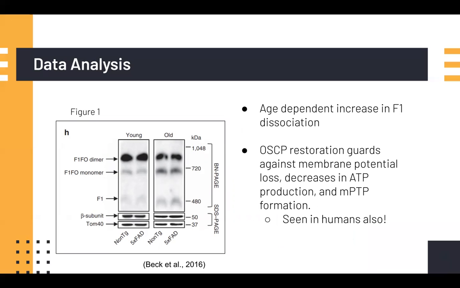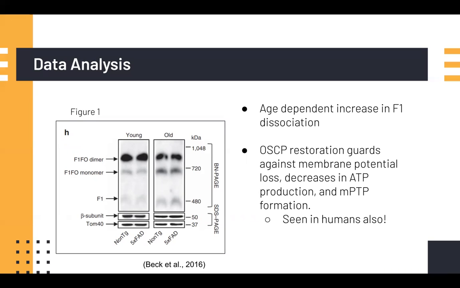They aimed to see if amyloid beta mitochondrial dysfunction could be reduced through restoring OSCP in mice. OSCP restoration had protective effects on loss of membrane potential, decrease in ATP production, and MPTP formation, which indicates that OSCP restoration could be protective against amyloid beta toxicity, and similar results were found in AD humans.